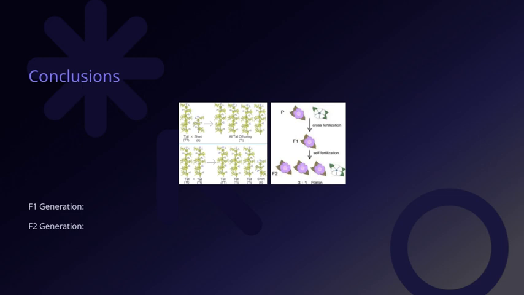Finally, in our conclusions, we tie everything together. We've seen how the F1 generation demonstrates the dominance of certain alleles, while the F2 generation reveals the underlying segregation patterns. These insights are crucial because they form the basis of Mendelian genetics and help us predict inheritance outcomes. Overall, understanding these generations allows us to better grasp how traits are passed down, which is central to our broader discussion on genetics and heredity.